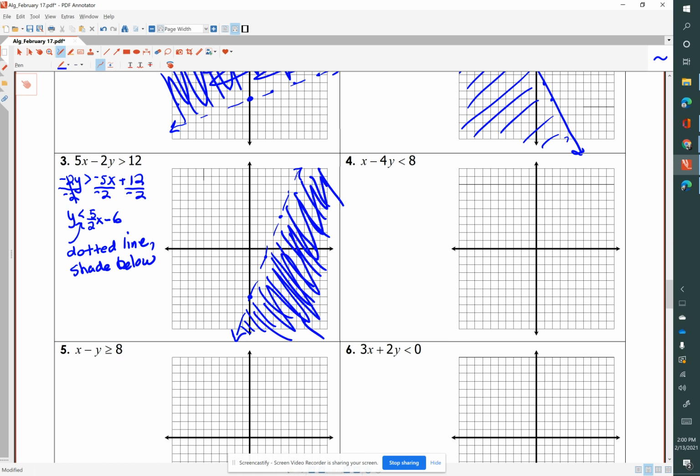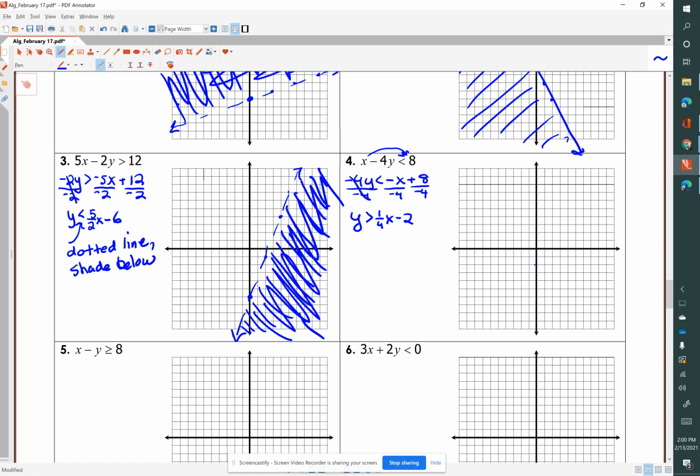All right, number 4. Again, step 1, put it in slope-intercept form. I'll start by moving x, which will make x negative. So I have negative 4y is less than negative x plus 8. And I'll divide everything by negative 4. And now I have to flip the inequality. So y will be greater than positive 1/4 x minus 2.